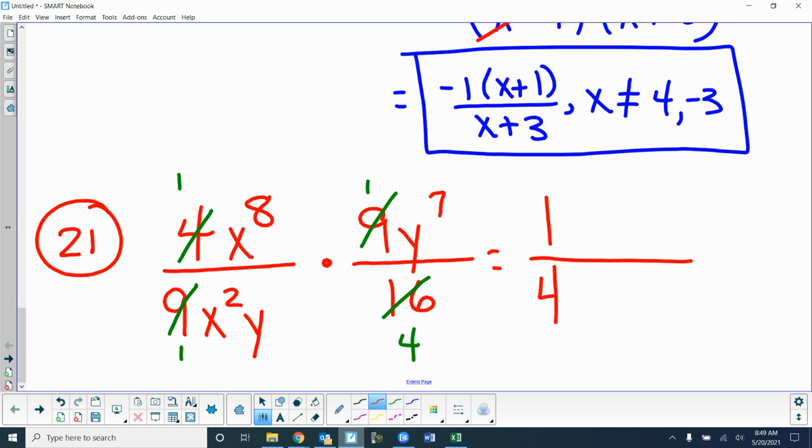All right, now look at the variables. What do we look for when we got variables top and bottom? We look for the bigger exponent, right? Where's the bigger exponent for x's? Top. So x is going to stay in the top. And I got 2 x's in the bottom, 8 in the top. So how many gets left in the top? 6. We just subtract them, right? Remember that? Now looking at the y's, where's the bigger exponent? Top, so I write y in the top, in the numerator, and then I subtract. What's 7 minus 1? 6.